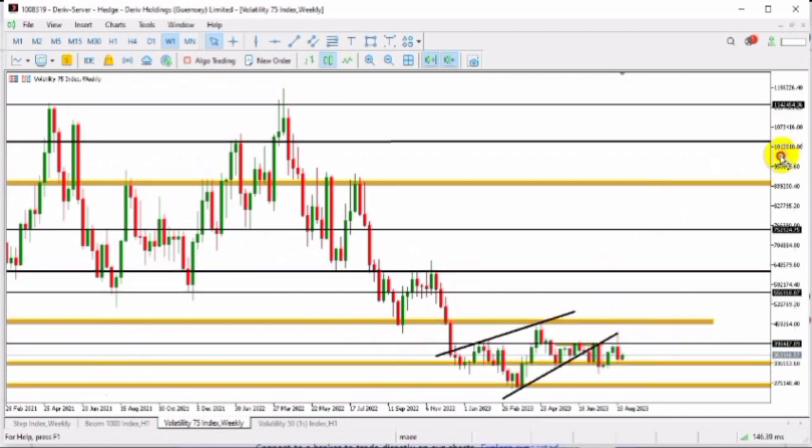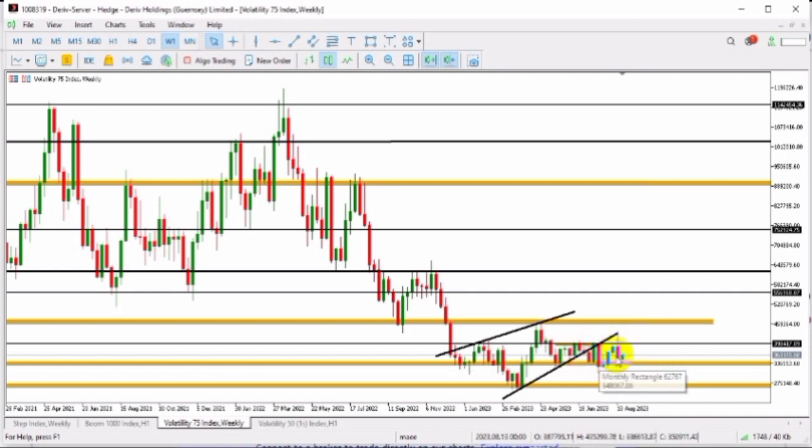V75, as we can see clearly, we made quite a number of trades. We had this trade. If you check our previous videos, we were able to break down this channel and we retraced into this resistance level, and we sold this market down into this zone. So I saw another retracement back.